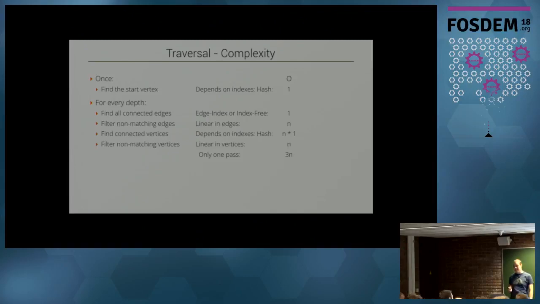But now comes the important part. For every depth that we want to search, we apply the following four steps. First of all, we find all the connected edges. This is either done via an edge index or with so-called index-free adjacency. Both of them are basically required to be in constant time because this is most likely the operation the database will do most of the time. So that should be as fast as possible.